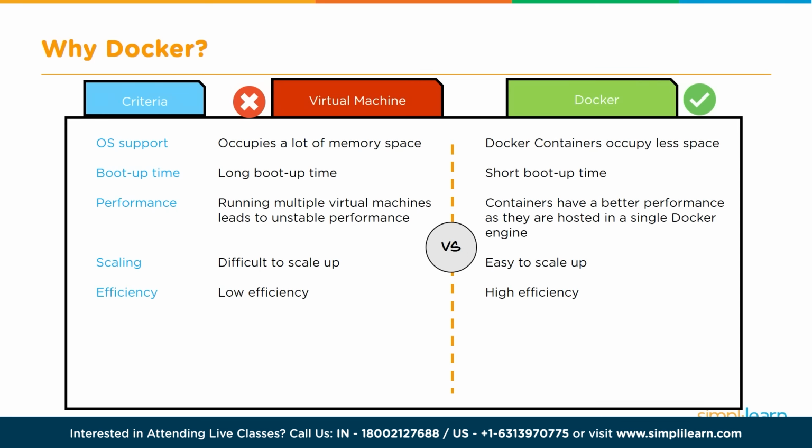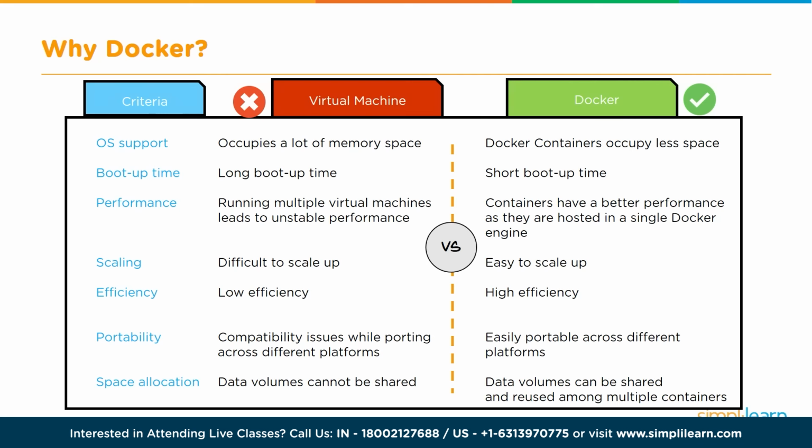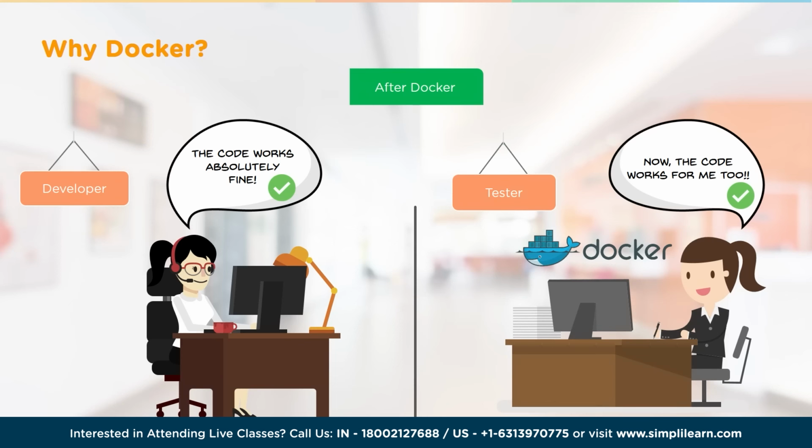The efficiencies, therefore, are much higher with a Docker environment versus a virtual machine environment. And you'll find it is easier to port Docker across multiple platforms than a virtual machine. Finally, the space allocation between Docker and a virtual machine is significant. When you don't have to include the guest OS, you're eliminating a significant amount of space, and the Docker environment is just inherently smaller. So after Docker, as a developer, you can build out your solution and send it to a tester. And as long as we're all running in the Docker environment, everything will work just great.